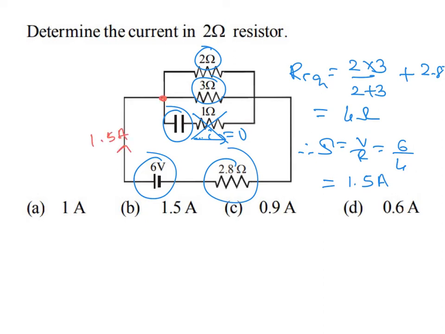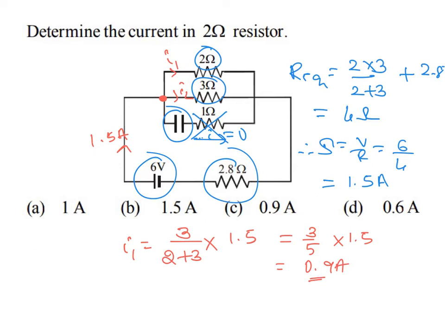Now once it comes to this junction, there must be a division here. Say this is I1 and this is I2. We need to calculate the current through the 2 ohm resistor. So I1 equals the opposite branch's resistance, that is 3 ohm, divided by the total resistance, 2 plus 3, into the main current, 1.5. So 3 divided by 5 into 1.5 is the answer. You'll get 0.9 ampere current passing through the 2 ohm resistor. So option C is the right answer for this question.